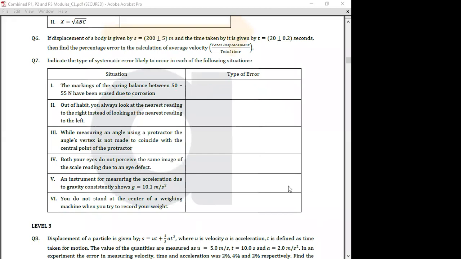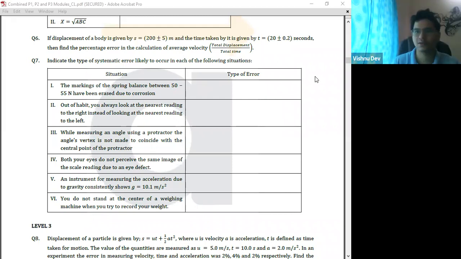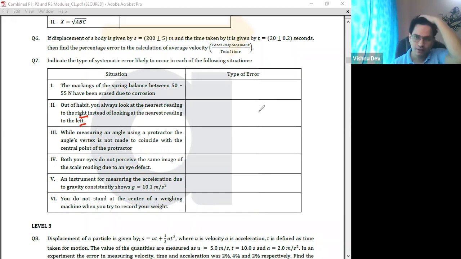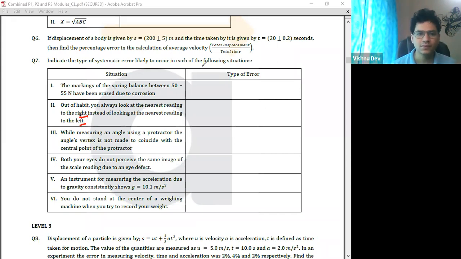Okay. Now, the second one. See the second one. Just pardon my hairs. So out of habit, you always look at the nearest reading to the right instead of looking at the nearest reading to the left. Now this is an error, right? Who is doing this error? Is this the error of the instrument or is this a personal error? Is this the error of a person? Yes, so it is kind of a personal error. Okay, clear? I hope all of you understood. So I can say we have instrumental error, personal error, experimental error, right? Got it?